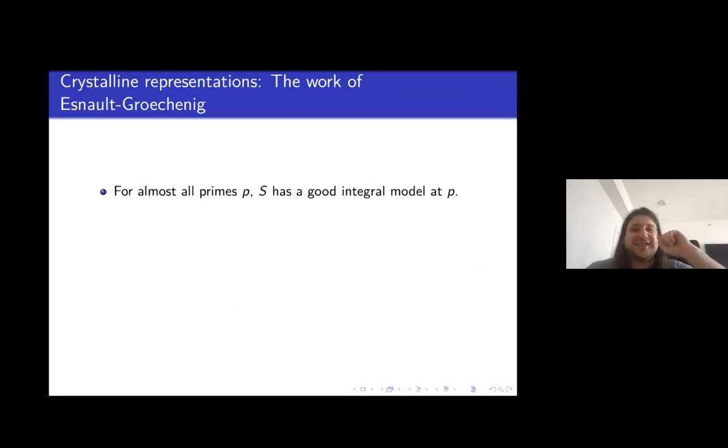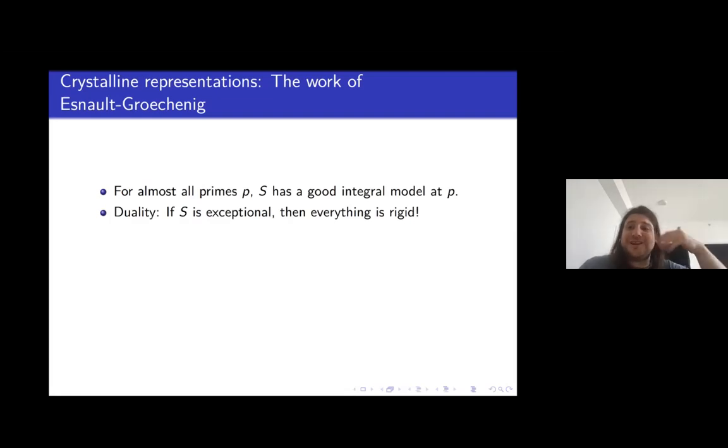And their method's very, very pretty. They knew about Shimura varieties, but their work had nothing to do with Shimura varieties. Their work is far more general. So all they need is that the Shimura variety is a variety. It's got some integral model at almost all primes, because everything does by spreading out.